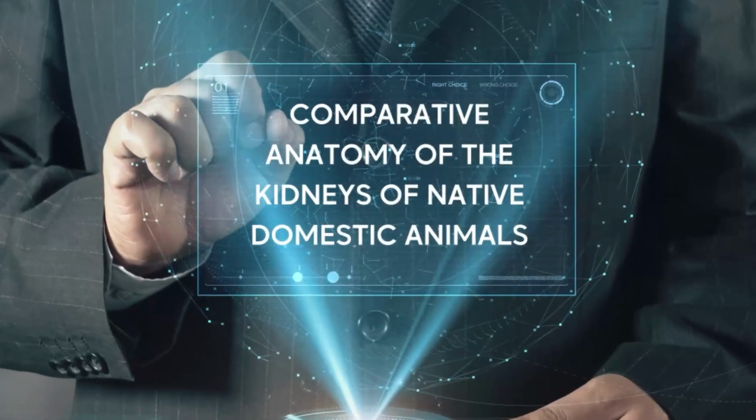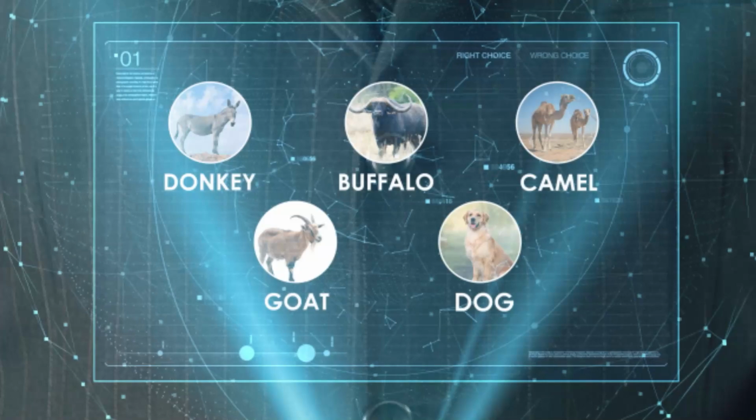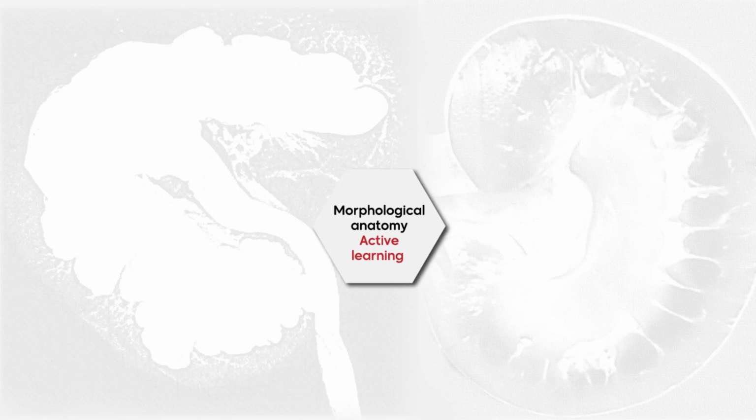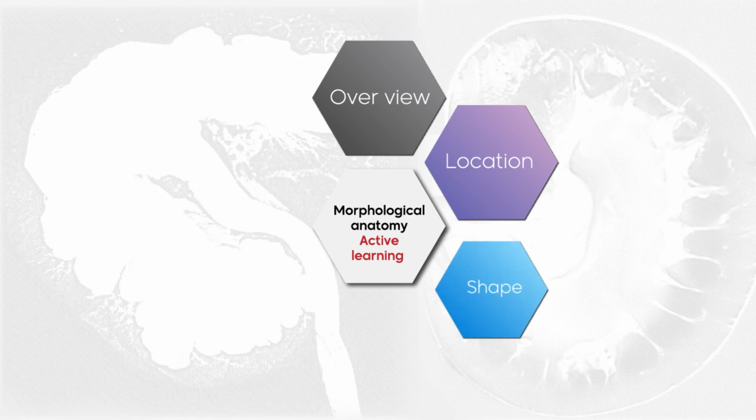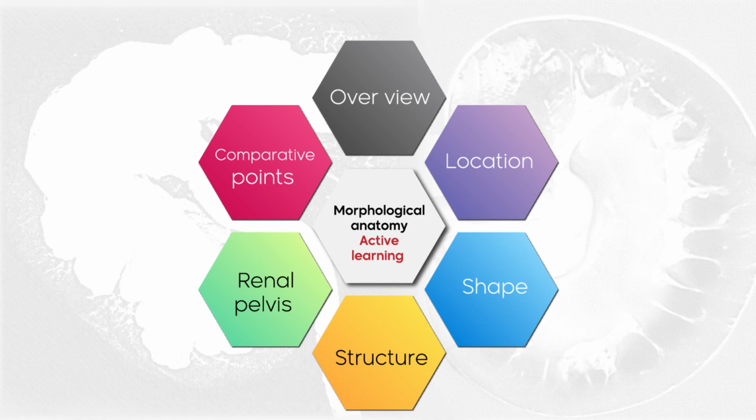Comparative anatomy of the kidneys of native domestic animals: donkey, buffalo, camel, goat, and dog. Morphological anatomy. Active learning. Overview. Location. Shape. Structure. Renal pelvis. Comparative points.